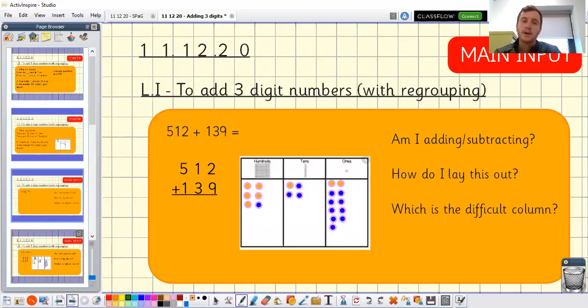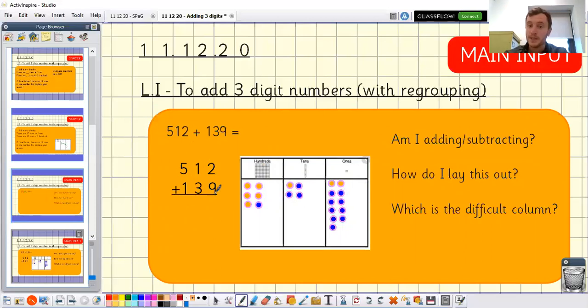So I've laid out that question in a column method. I've made sure my hundreds are lined up in a column, my tens are lined up in a column, and my ones are lined up in a column. And I've also begun showing it as a place value grid. Now, I wonder if you can remember, what do we start with? Do we start with our hundreds? Do we add those first? Or do we start with our ones? Which one do you think? If you said we start with our ones, well done.